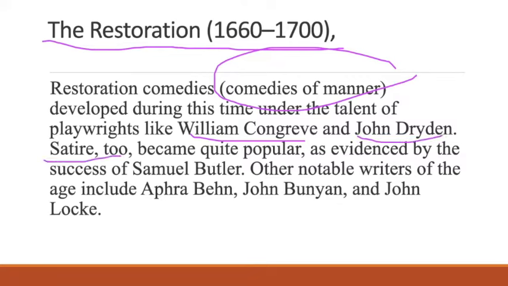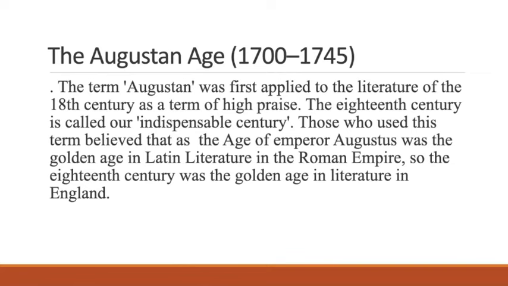Satire was also a very important literary genre which was introduced during this period. And the other important writers of this period are Butler, Aphra Behn, Bunyan, John Locke, etc. After the Restoration age comes the Augustan age, 1700 to 1745. Now you see, the term Augustan was first applied to the literature of the 18th century, as I have just told you. This 18th century is called by Matthew Arnold the indispensable century.